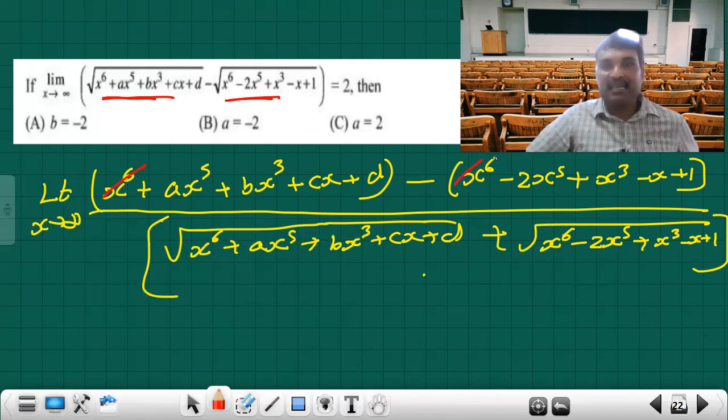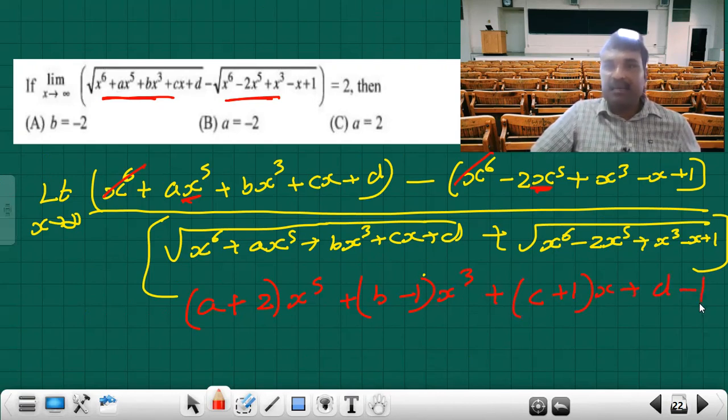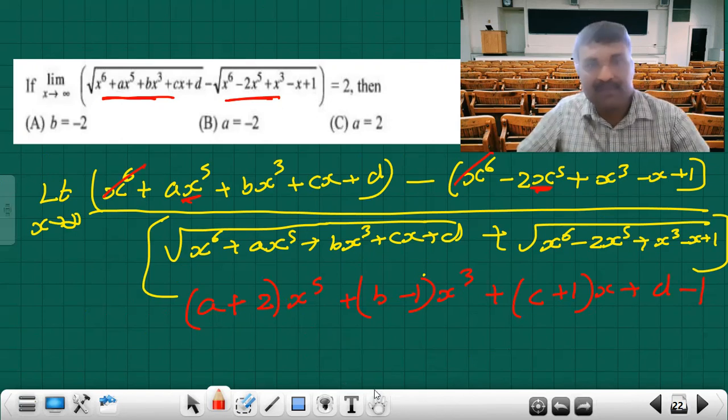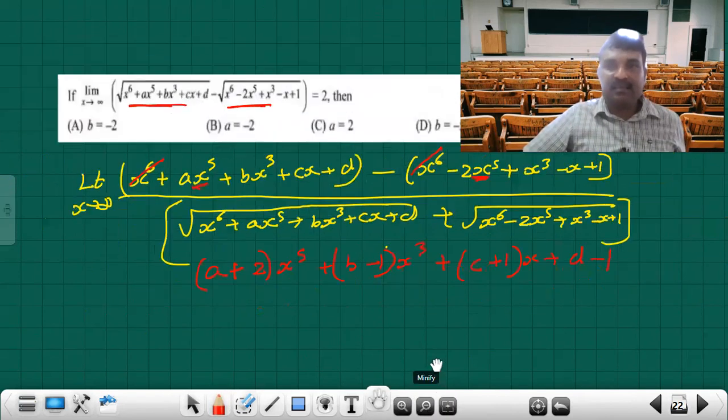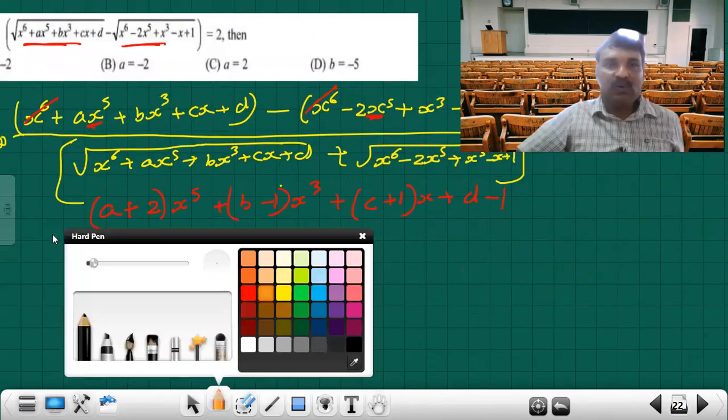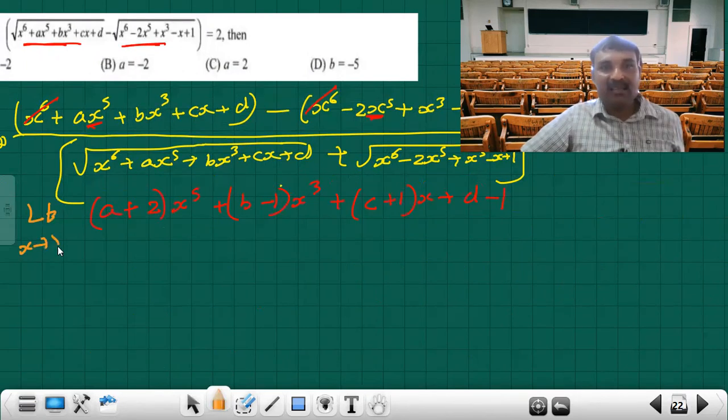x raised to 6 and x raised to 6 cancel, right? And the numerator becomes a, we can collect the coefficient of x raised to 5: a plus 2 into x raised to 5 plus b minus 1 into x cubed plus c plus 1 into x plus d minus 1. I think this is correct, right? The calculation is correct. Okay, so this is the numerator, we wrote the numerator like this. Now, applying the limit x tends to infinity.